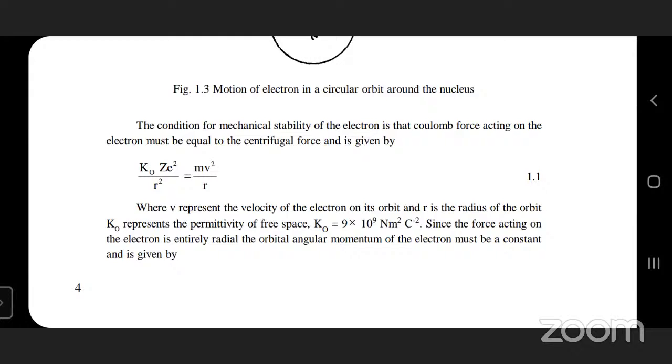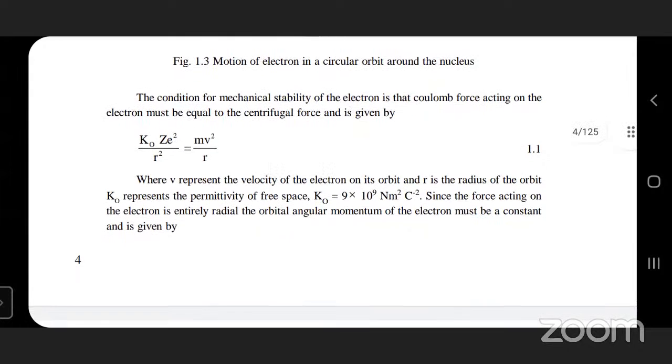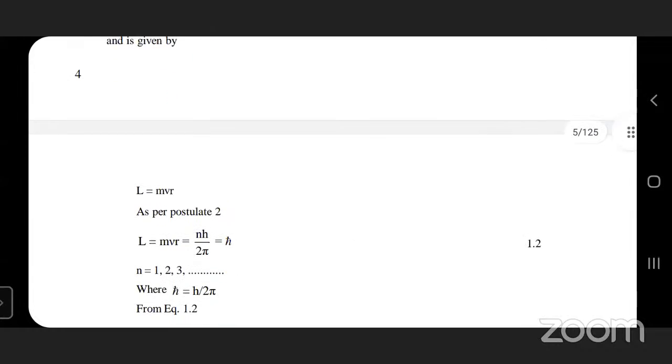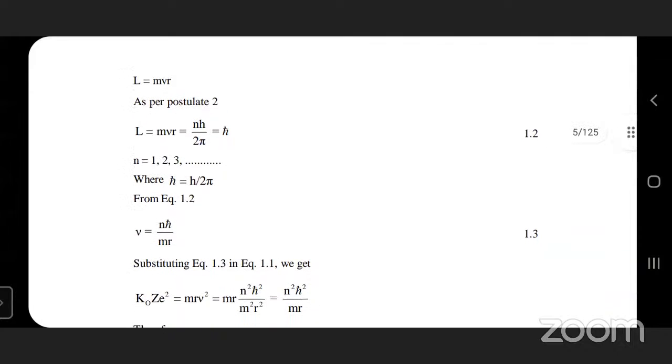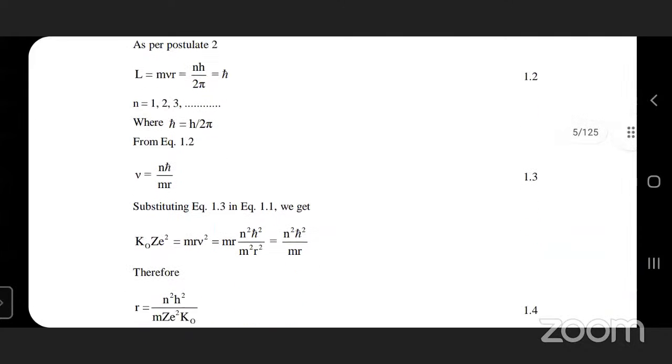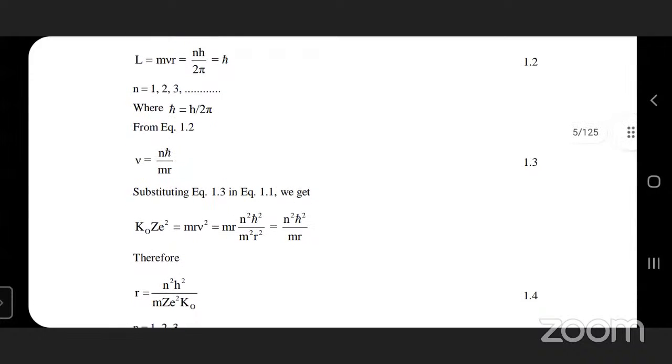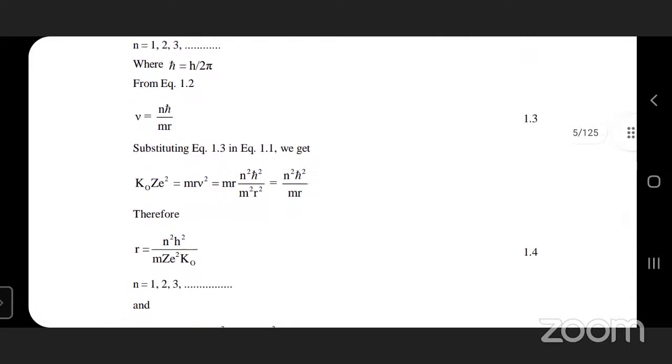So here, what is the force acting upon the particle to accelerate it around the nucleus in such an orbit? Then you have to say what the orbital angular momentum is, which is always constant. That is L equals mvr, which equals nh by 2 pi, that is n h cross, where h cross equals h by 2 pi, a most important value. By substituting in the above equation, v equals n h cross by mr.